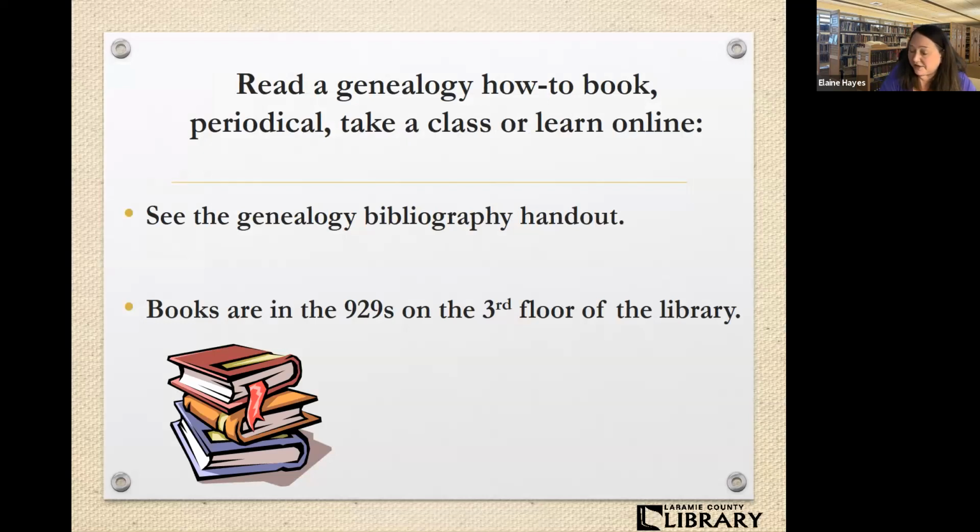We have how-to books that you can check out from the library. I have them also in the bibliography. But they're in the 929s, the Dewey Decimal number 929 on the third floor of the library. And there are things like Genealogy for Dummies, or how to find your Irish ancestors, things like that, that you can check out.